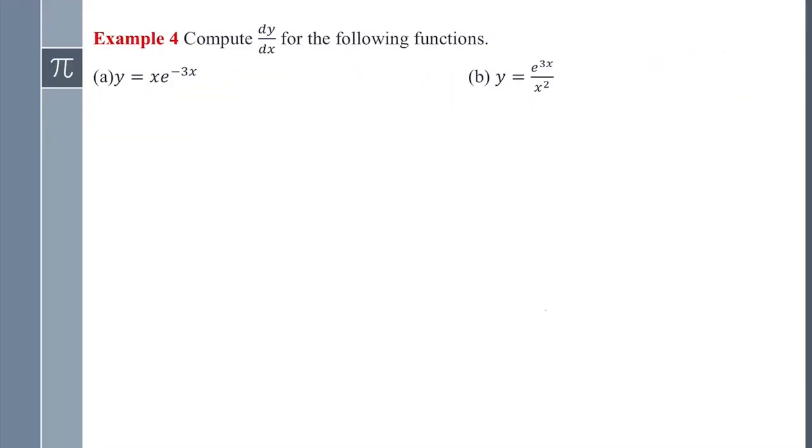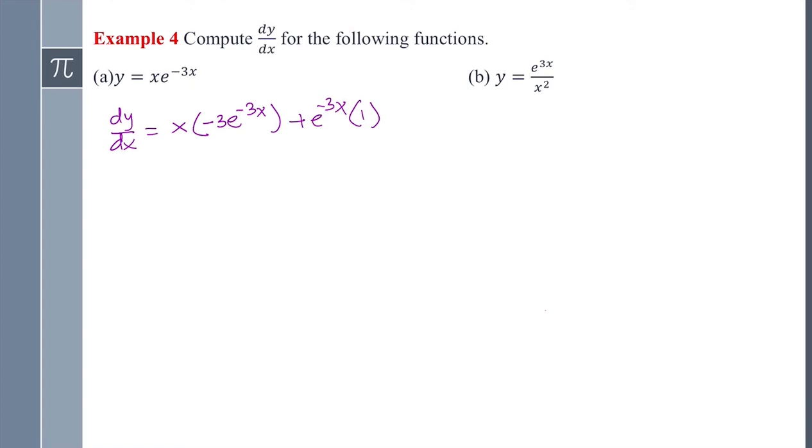Now let's go ahead and do the first problem here. We have to use the product rule here because we have two functions, x and e to the negative 3x. So dy over dx equals the first function times the derivative of the second, plus the second function times the derivative of the first, which is just 1 because the derivative of x is 1.